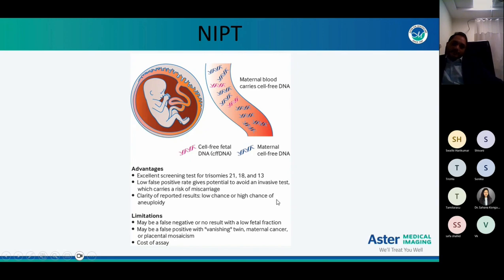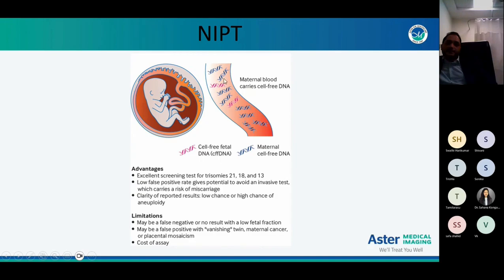There's a lot of marketing behind this test, saying that it is very sensitive, very good for all trisomies and other chromosomal things also. But the thing is, it has been validated mostly for trisomy 21, that is Down syndrome. For others, it is a little less sensitive, and it has a low false positive rate, and clarity of results is better. Now, what happens in this test is we check the cell-free fetal DNA.